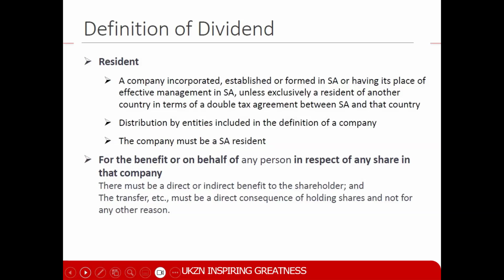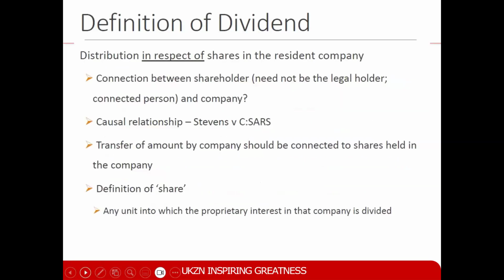So it will depend in that case on the distribution by entities included in the definition of a company. It falls under that. Also, the company must be a South African resident, very important. But for the benefit, or on behalf, of any person in respect of a share of that company, there must be a causal relationship between the distribution or transfer and a person holding a share. You see, there must be an indirect or direct link to that transfer, which of course is a consequence of the holding of a share by that person.